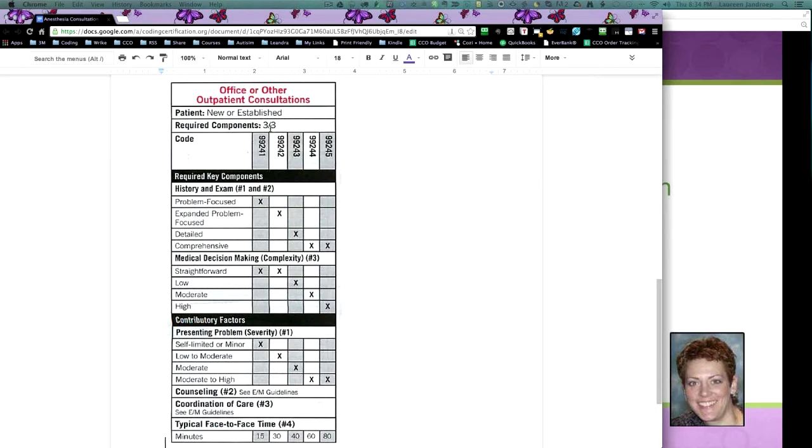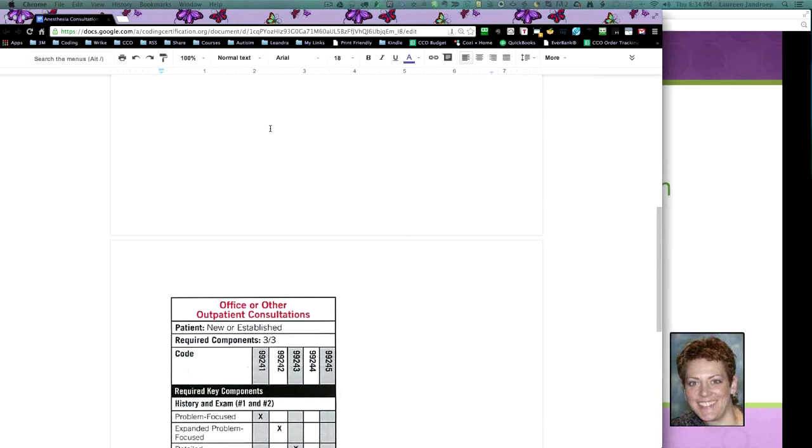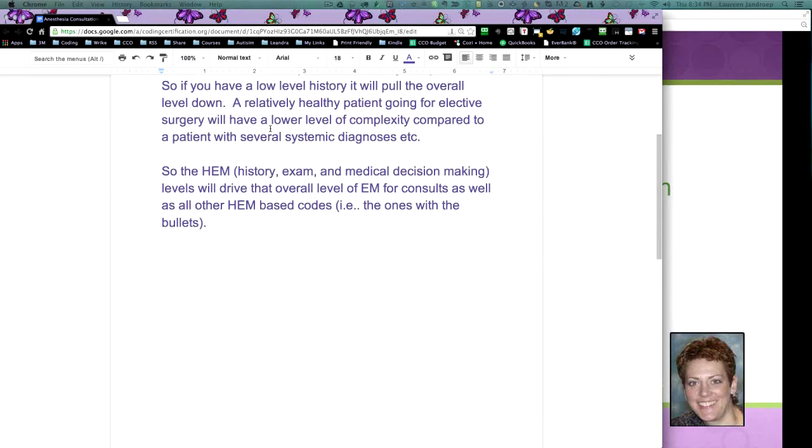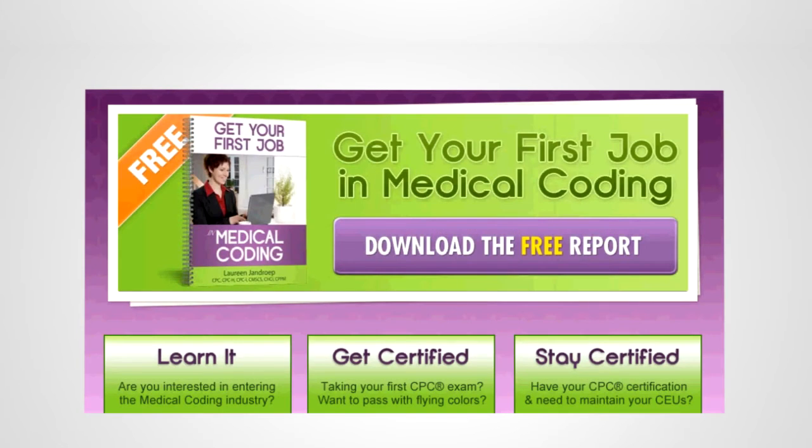Now, if it happened to be another type of E&M, like an established office patient, then those are 2 of 3. In that case, you could drop whatever the lowest one is. But unfortunately, or fortunately, whichever way you look at it, with consults, you have to meet or exceed all 3 of the bullets as described in E&M.